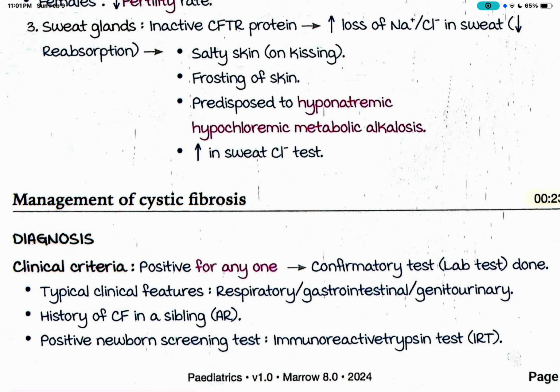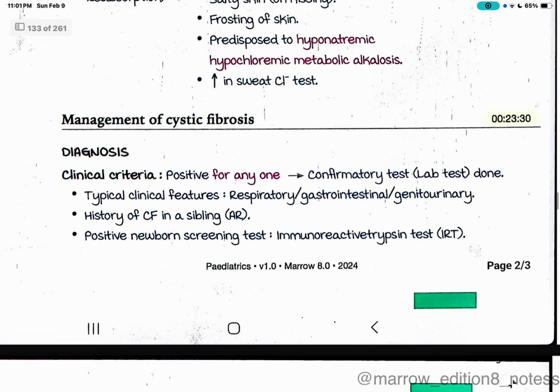Management of cystic fibrosis: diagnosis. Clinical criteria: positive for any one, then a confirmatory lab test is done. Typical clinical features: respiratory, gastrointestinal, and genitourinary. History of cystic fibrosis in a sibling, as it is autosomal recessive. Positive newborn screening test, the immunoreactive trypsin test, IRT.